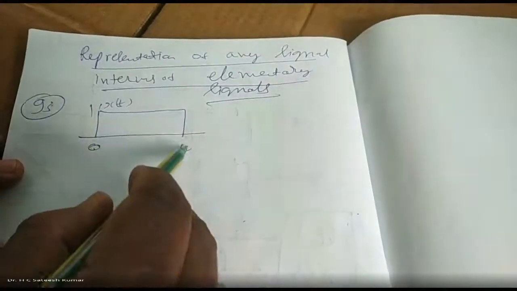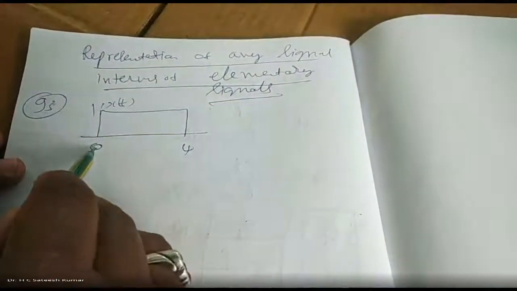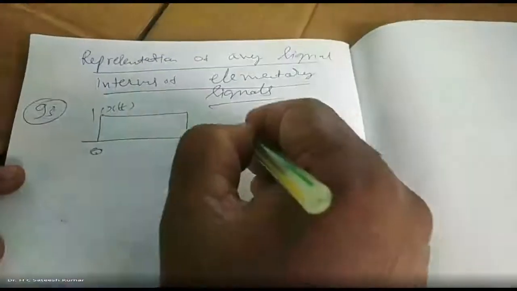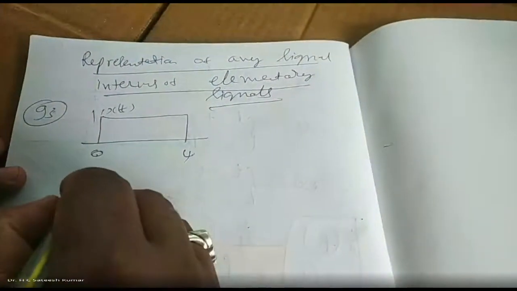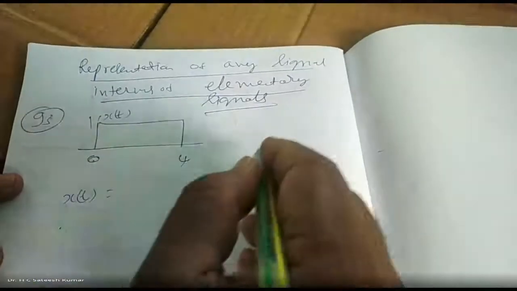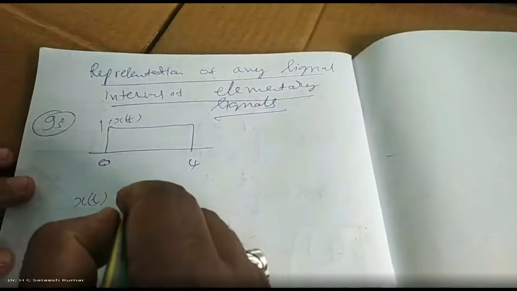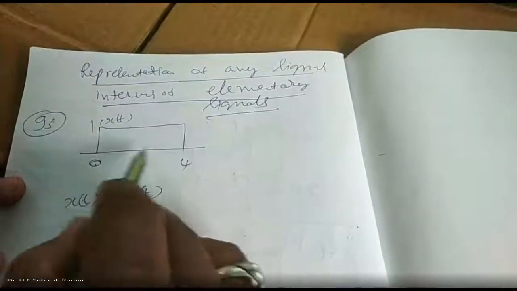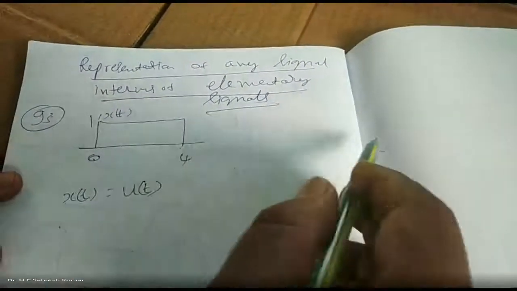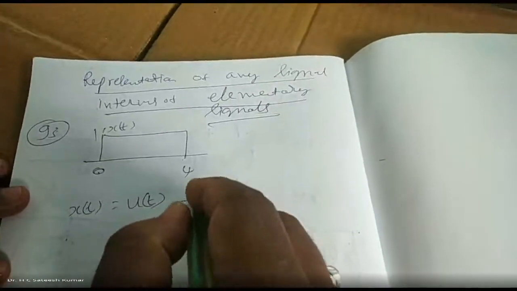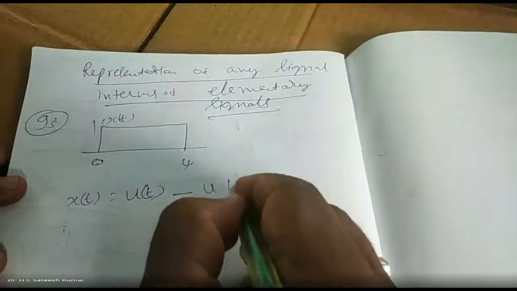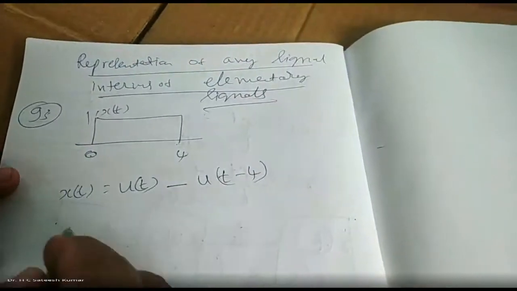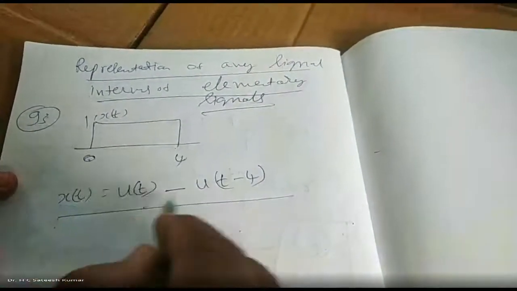This signal is ranging from where to where? 0 to 4. First you take it from 0 to infinity. 0 to infinity, what do you call? x of t is equal to u of t. Out of that, I want only 0 to 4. Therefore, subtract from 4 to infinity. 4 to infinity is nothing but u of t minus 4. Correct. So this is the representation of this signal in terms of elementary signals.